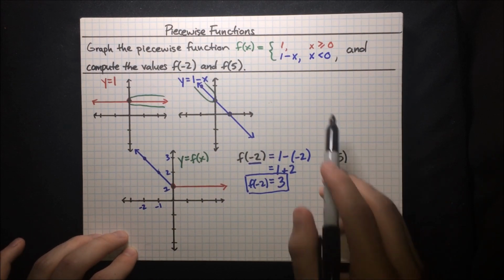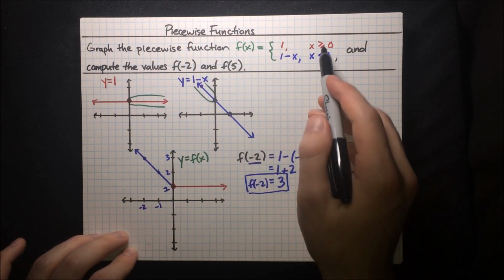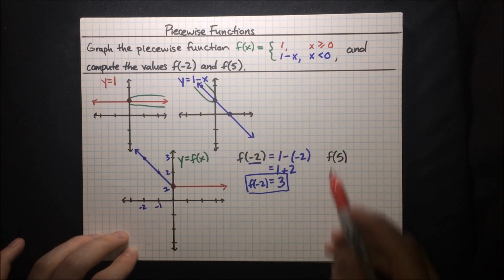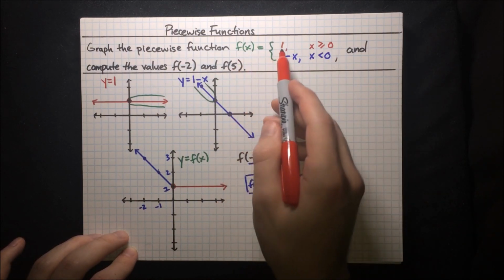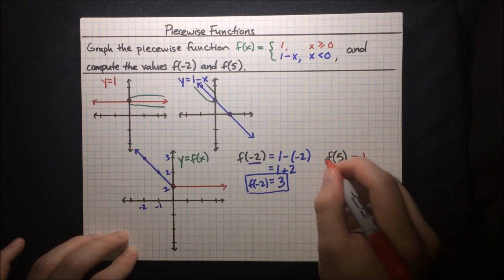For x equals 5, what rule do we use? Well, 5 is clearly greater than or equal to 0, so we need to use this rule here. For x greater than or equal to 0, the function rule is just output 1. So f of 5 is just equal to 1.